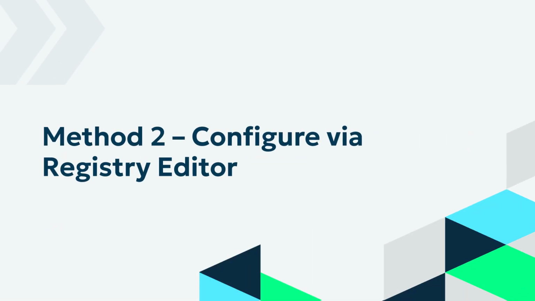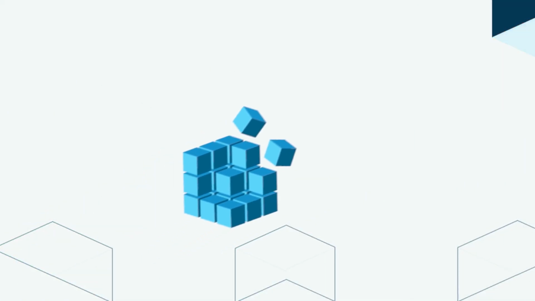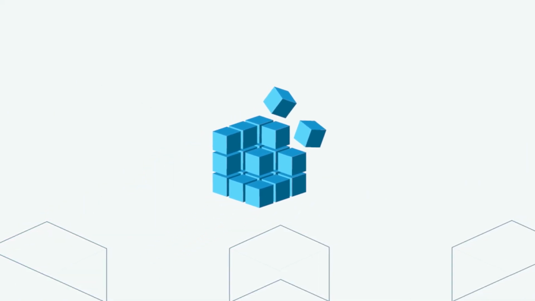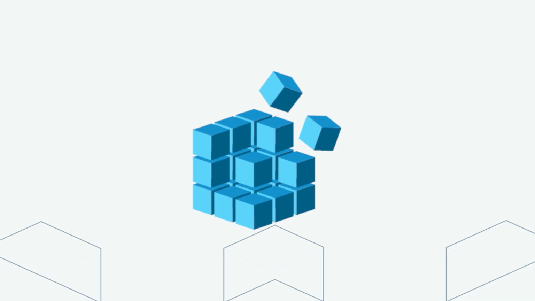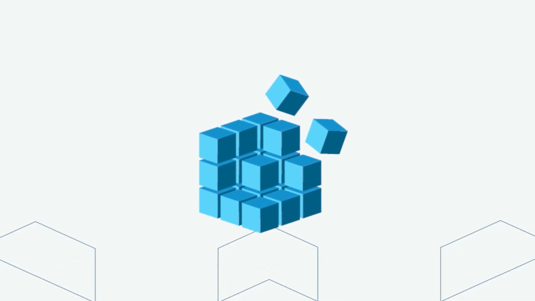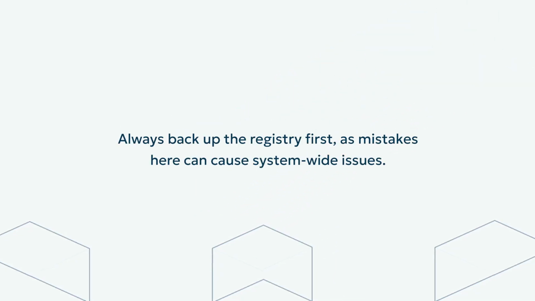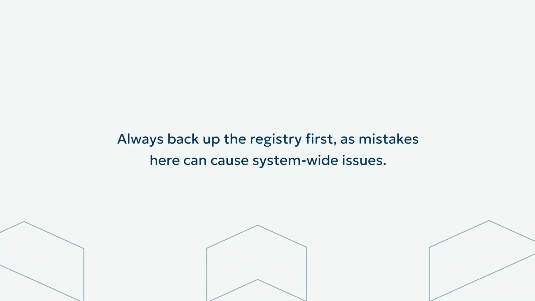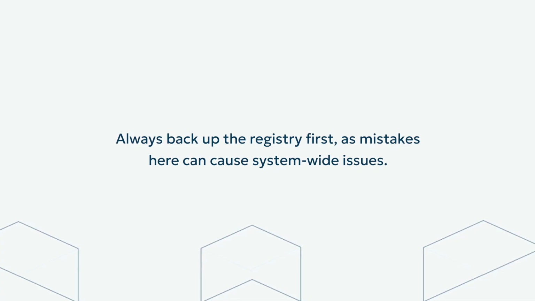Method 2. Configure via Registry Editor. You can also edit the Windows registry to make these changes at scale for enterprise and multi-user settings. Always back up the registry first, as mistakes here can cause system-wide issues.